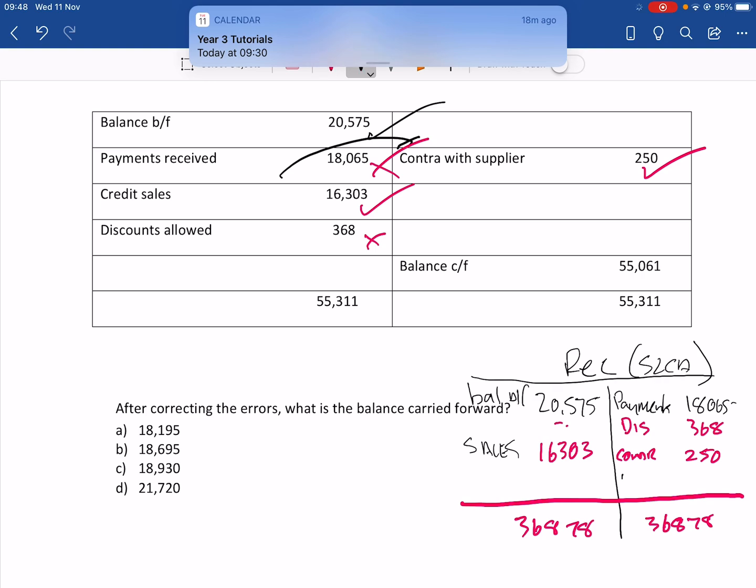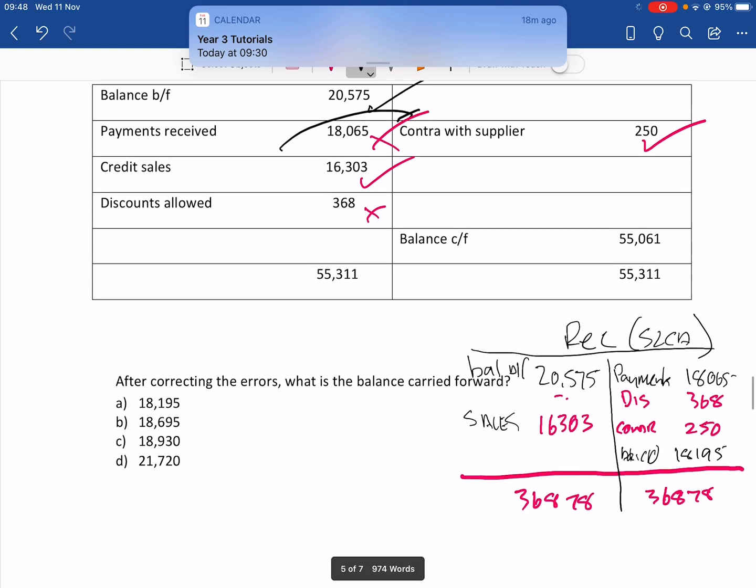So the balance carried down, the figure that goes in here, is the balancing figure. So what figure goes in there to make it balance? So minus 18,065 minus 368 minus 250 is 18,195. So 18,195. Okay. Just to give you a bit more knowledge, let's say this was transactions for May, as an example. Okay.